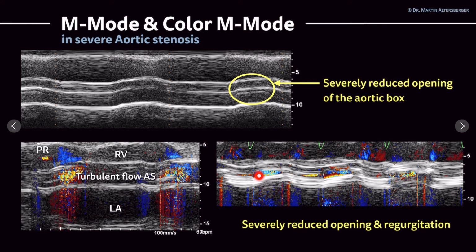Of course, you cannot quantify aortic stenosis, but it will give you already information of what's ahead of you if you perform certain measurements. This is another example where you have a severely reduced opening and a regurgitation as well.